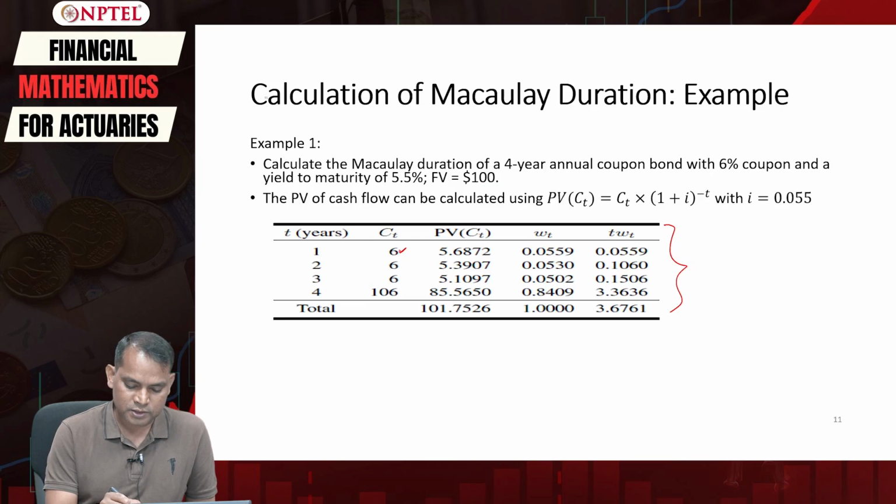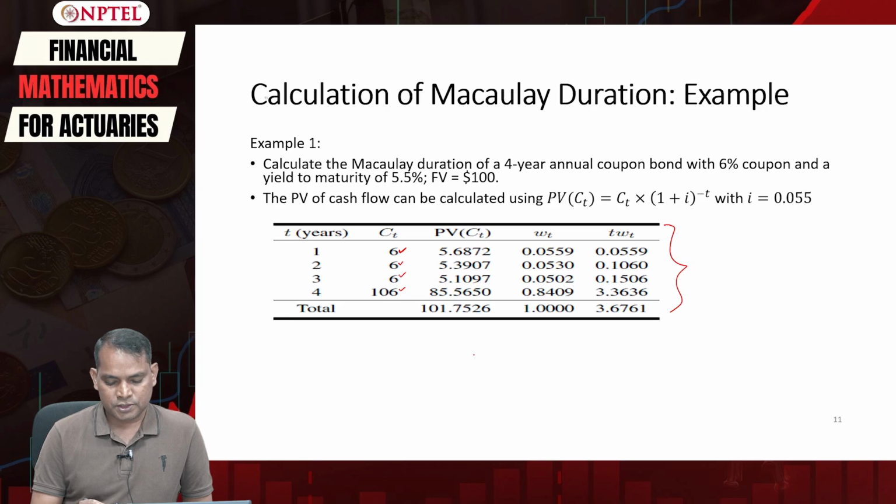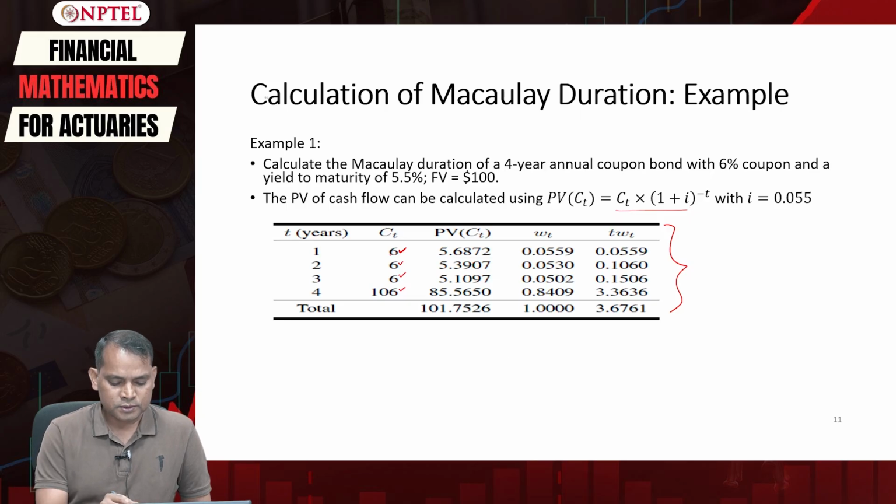It can be clearly understood here. In the first year you are getting this coupon amount of $6. Second year you are getting the coupon amount of $6. Third year you are getting the coupon amount of $6, and then in the fourth year you get your final payment, that means $6 plus the 100 initial investment. So that is why it is 106. Now using this formula you can easily compute the present value of CT.